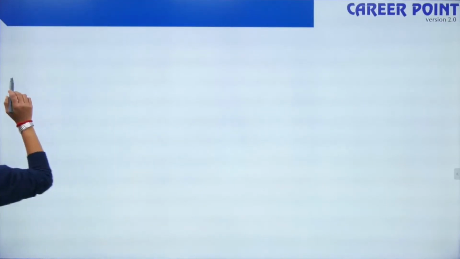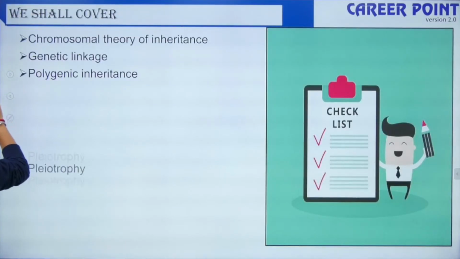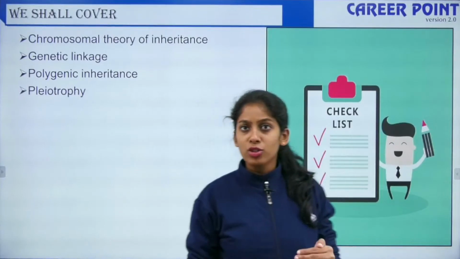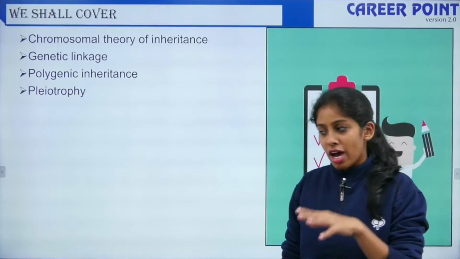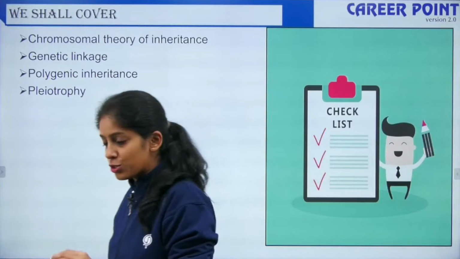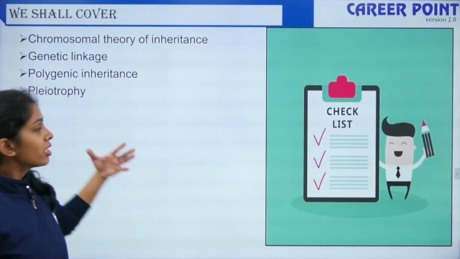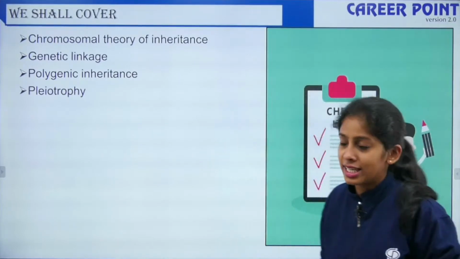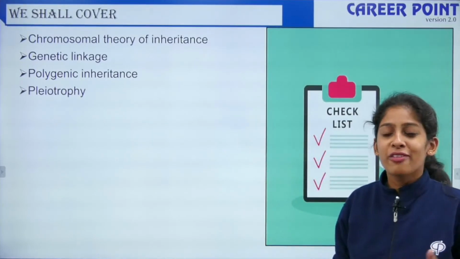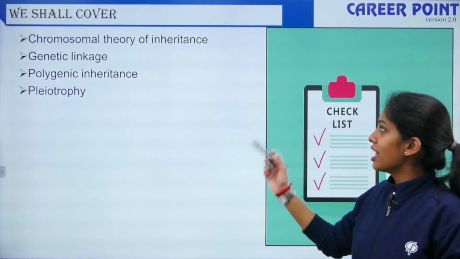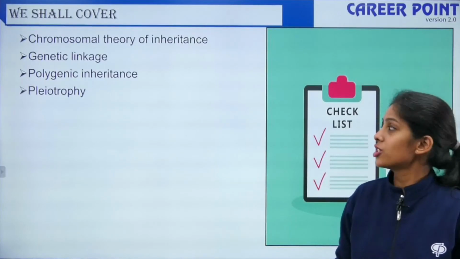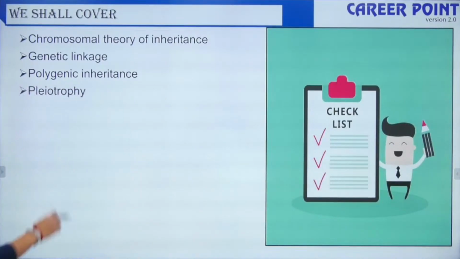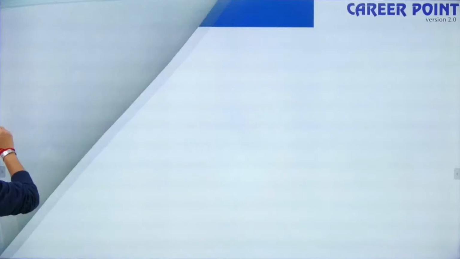Let's see what today's agenda is. What are the things that we are going to talk about today? We shall discuss the chromosomal theory of inheritance. We stopped with the dihybrid cross. After the dihybrid cross, we solved 10 questions, and then today we are moving forward. You have the chromosomal theory of inheritance, then genetic linkage, the next one is polygenic inheritance, and the last one is pleiotropy. These are the topics that I want to address today. Let's see how much I can finish.